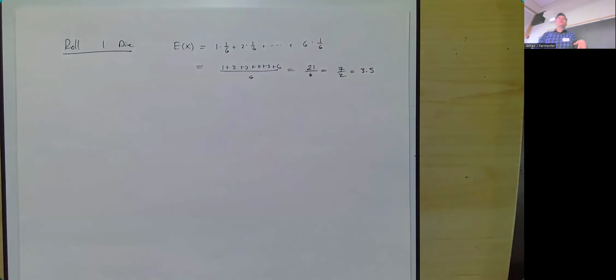You can't actually roll a 3.5, in case you didn't know. But that's not the point of expected value. The expected value means that over time, if you keep performing the experiment, you would expect the average to tend towards 3.5.